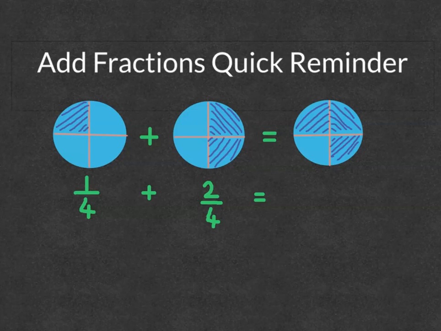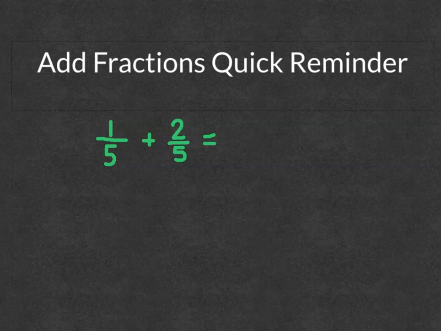Adding fractions whose denominators are the same is really easy. Remember, we leave the denominator unchanged. 1/4 add 2/4 is going to equal 3 parts of 4, 3/4. 1/5 add 2/5. Remember, the denominator stays unchanged. We're just going to add the numerators. 3. Perfect.